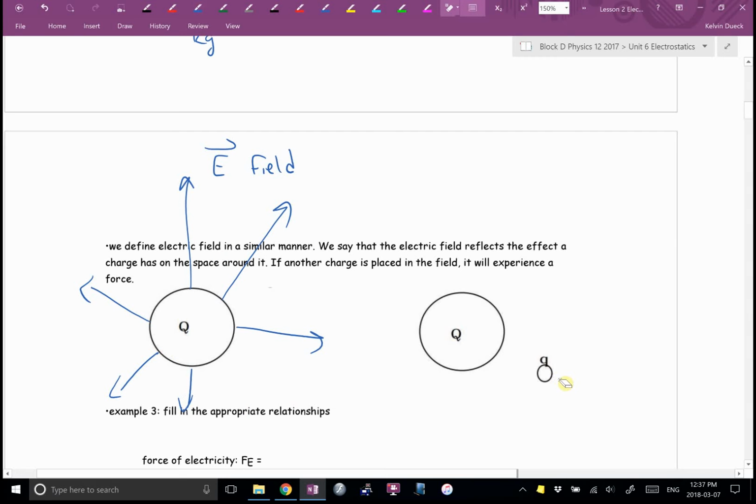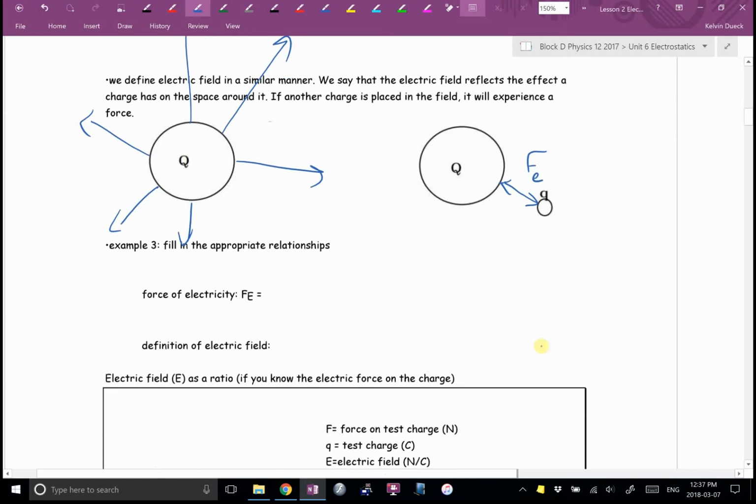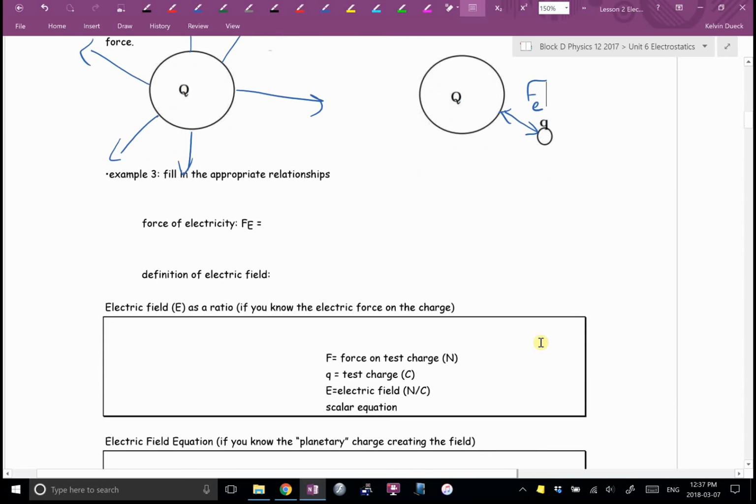And then as soon as you put a second charged object in, it can either be attracted or repelled. So I'll put arrows pointing in both ways, but I'll say there will be an electric force. And we can figure out the equation for electric field by using the same argument we did for gravity. What was the force of electricity? What was electric force? Coulomb's law. That was K big Q, little q over R squared, where big Q is the planetary charge that's sending out the electric field, and little q is the tiny roaming satellite charge that's stuck in the electric field.